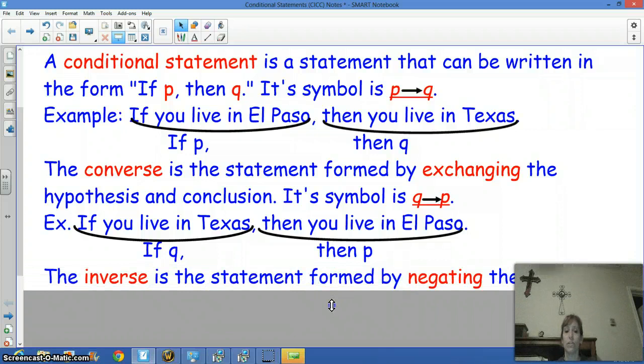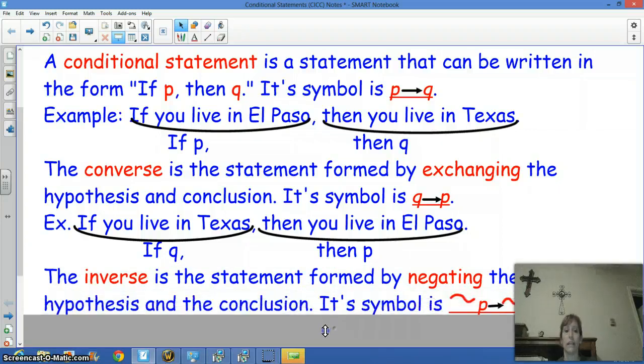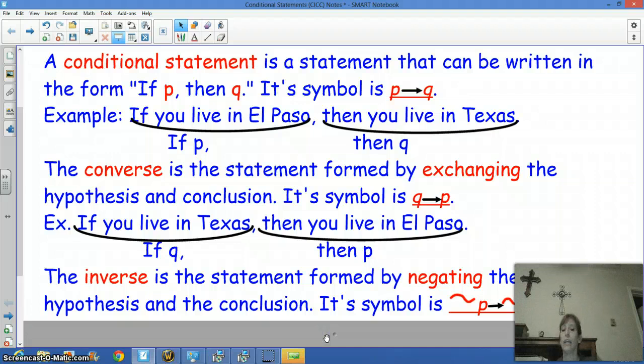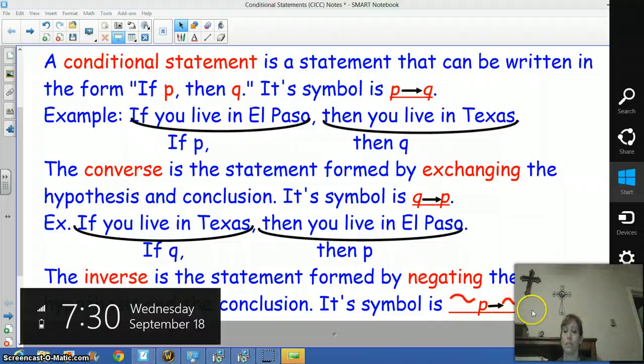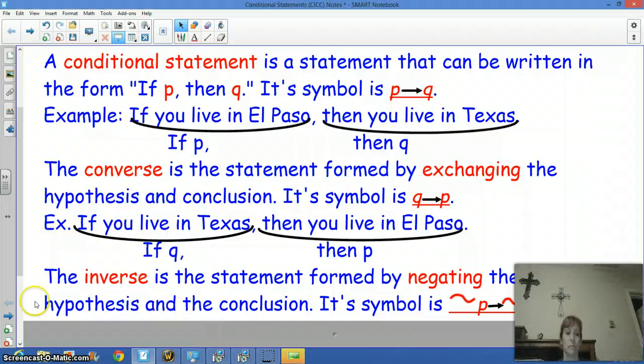The inverse is the statement formed by negating the hypothesis and the conclusion. Now, the word negating means we're going to put a not with it, or we're going to do the opposite of that. So its symbol is a little wave in front of both parts. So it's the wave of P, then the wave of Q. So it's saying if not P, then not Q.